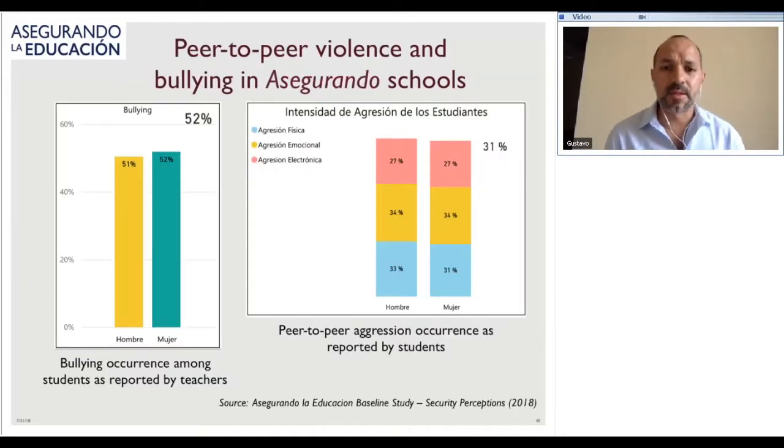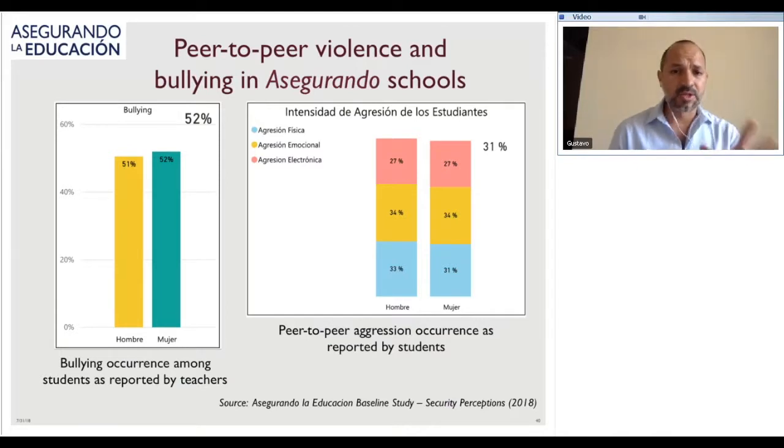Now, I'm going to show a couple of slides with data from our very recent baseline. We're still in the process of analyzing. The baseline was conducted a couple of months ago for two of our indicators, one that relates to perceptions of security by students, teachers, and directors, and the other about types and intensity of violence in schools.